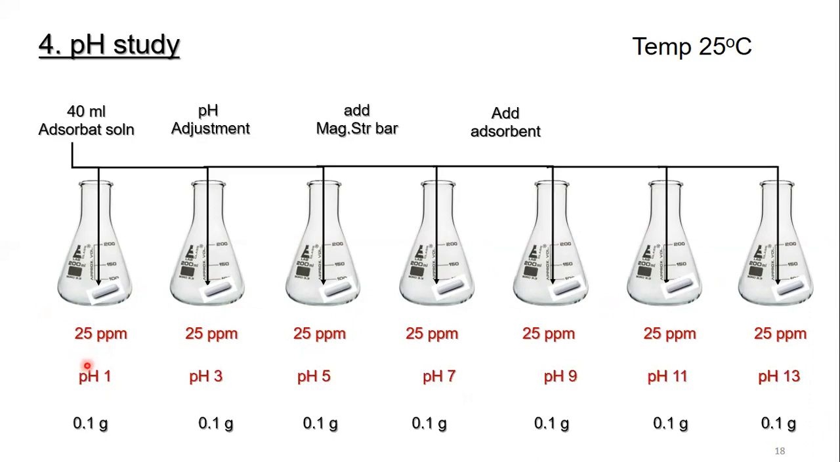In the second case, the pH is different. Now the only variable parameter over here is pH. The rest of the parameters are constant. Temperature is 25 degrees centigrade. Adsorbent dosage is 0.1 gram. Concentration is 25 ppm, and we used 40 ml in every flask.